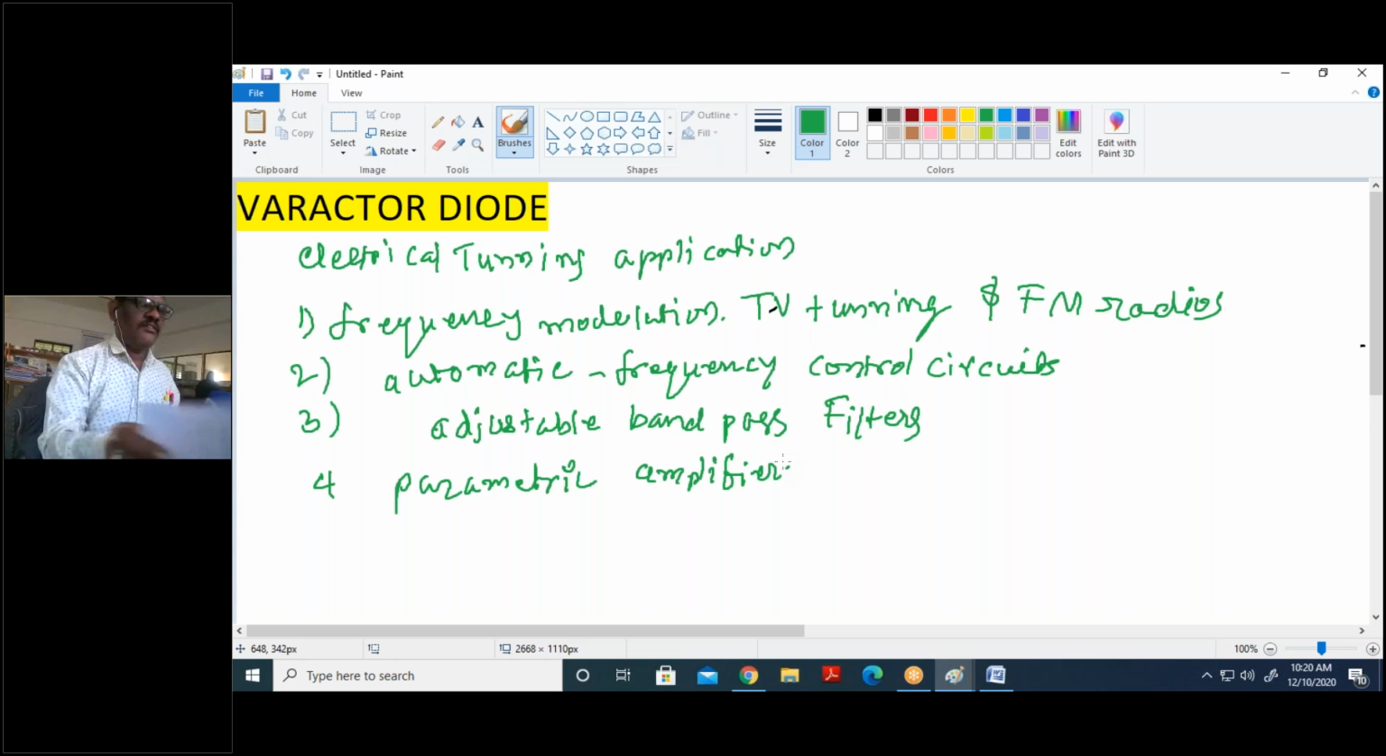These all are applications of Varactor diode. Varactor diode is every time used in reverse bias only.